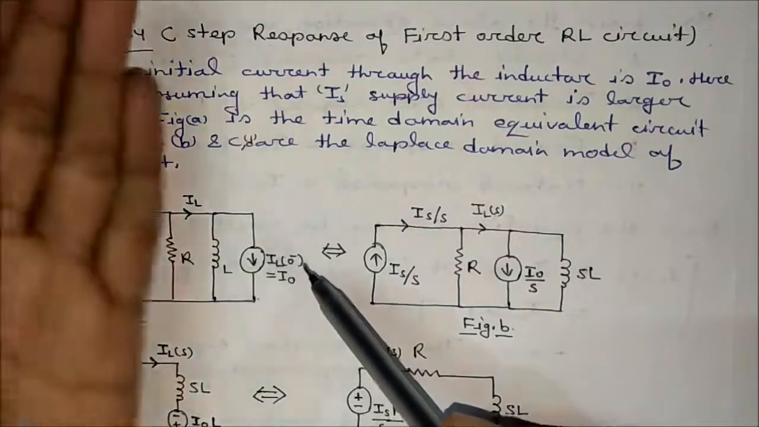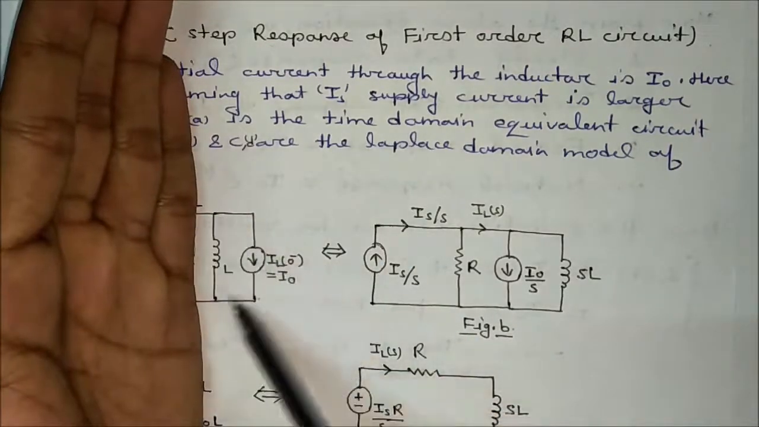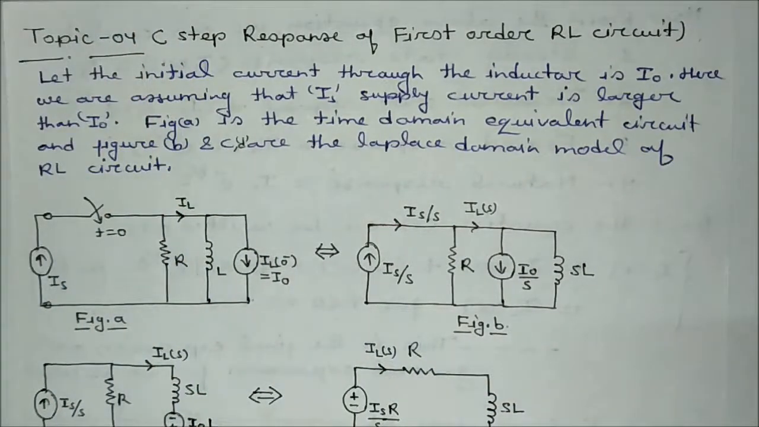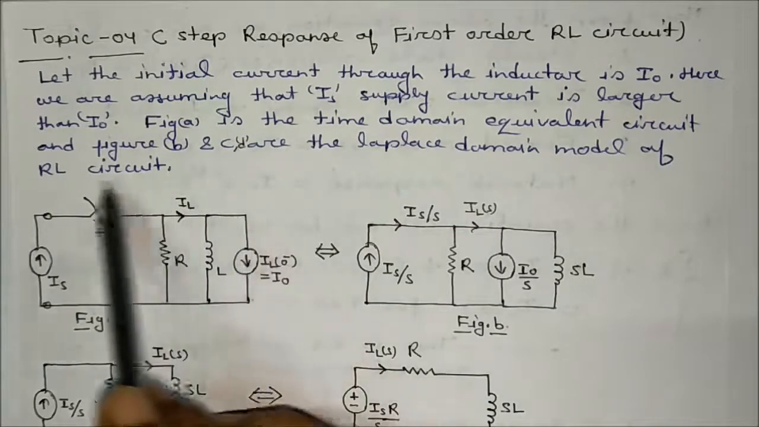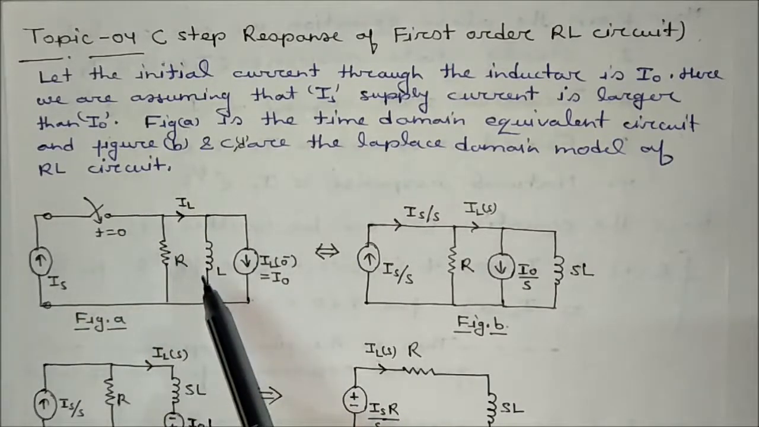This is the equivalent model of an inductor, including the initial conditions. As I have taken the initial value, I have represented it here. This is the time domain model of the RL circuit.